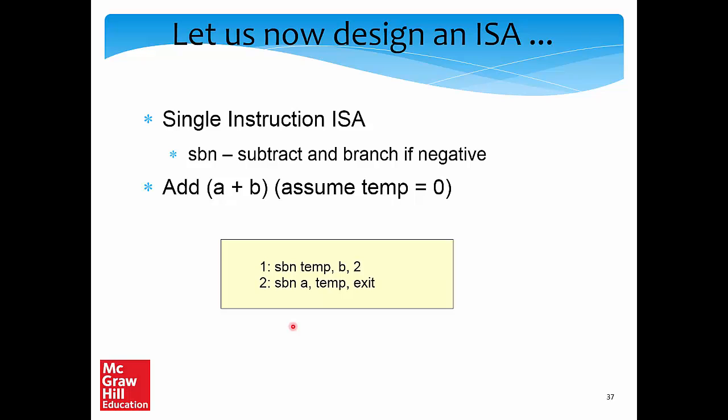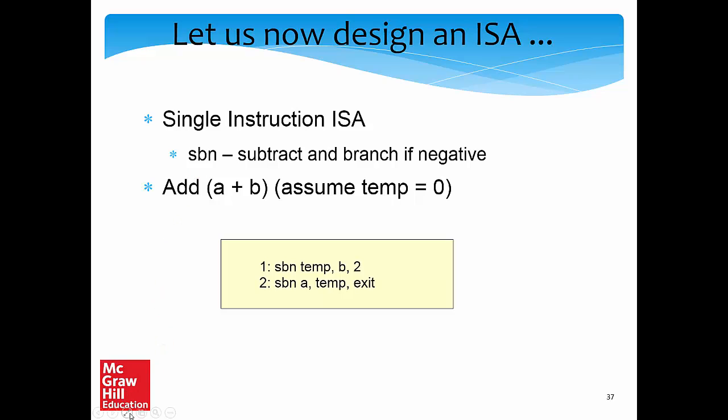So let us now design an ISA which is Turing complete. For those who missed the theoretical part, what this means is that the ISA is equivalent to a Turing machine, or in other words, it can be used to implement all kinds of programs. Surprisingly, a single instruction, just one instruction, is Turing complete. I can write all kinds of programs with it. This instruction is SBN, subtract and branch if negative.